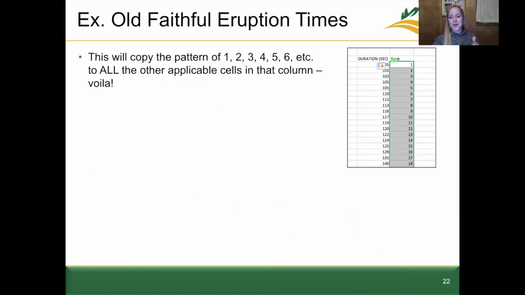So now we have 1, 2, 3, 4, 5, 6, all the way down for each data point in your data set. That small green box pattern is a really, really handy way to not have to do this manually. You wouldn't want to have to manually type in 1, 2, 3, 4, 5, 6, all the way through 250. So this is how you do it.